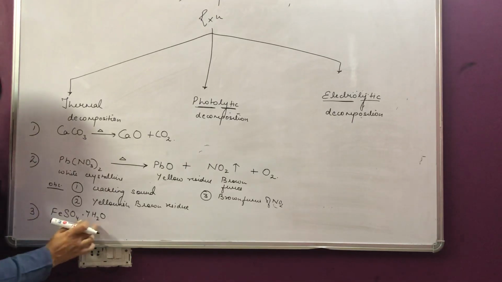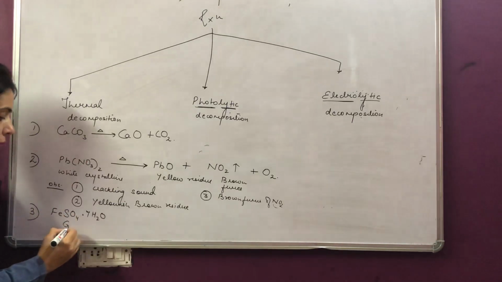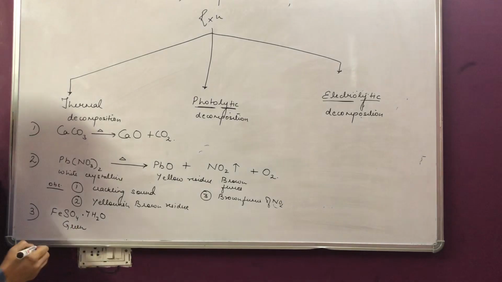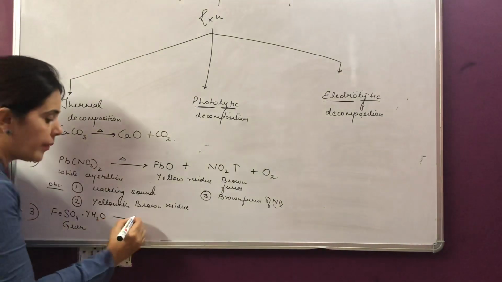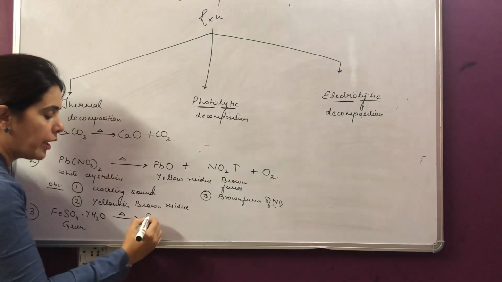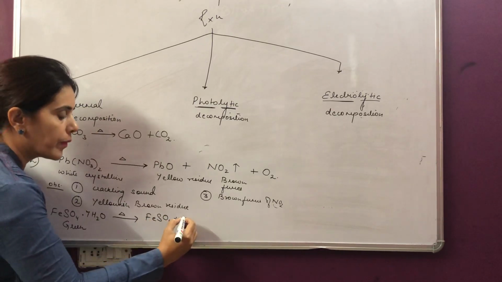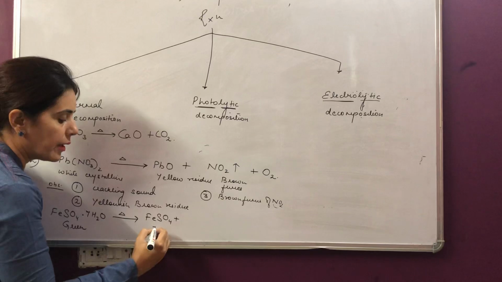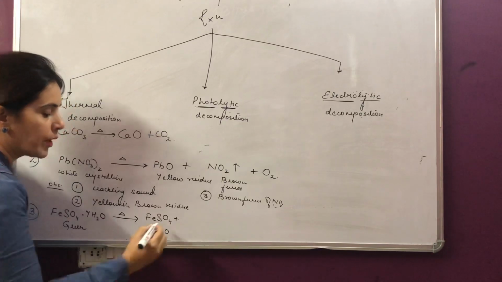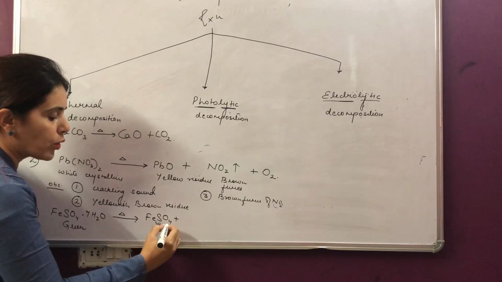And when these water molecules are attached to it, they impart a color. So what is the color? Green color. So on heating, these water molecules evaporate, they leave the crystal lattice and the salt becomes what? White. Plus 7H2O. So now the color of this left out salt is what?